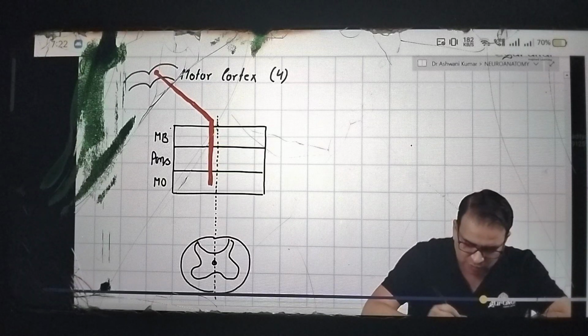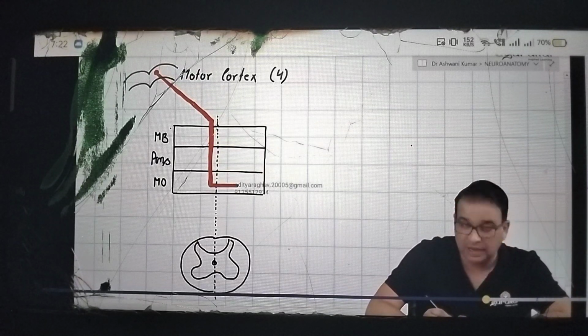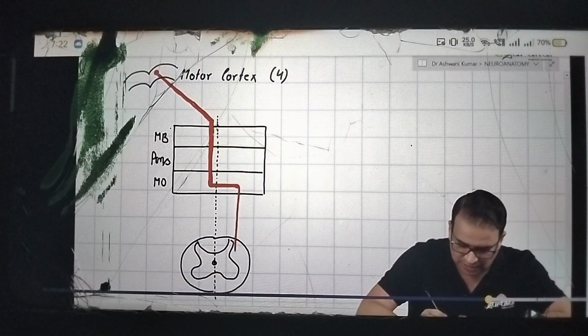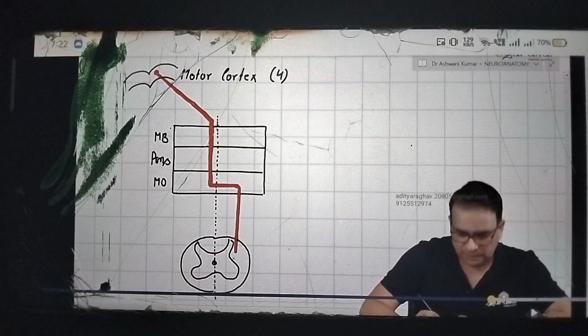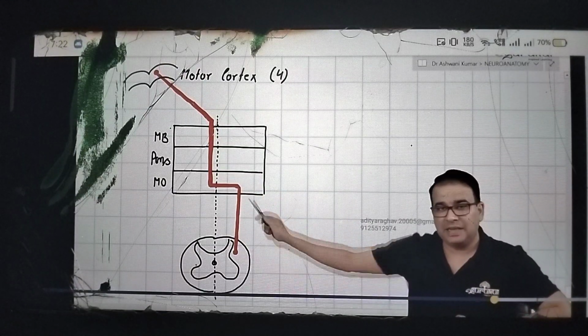But once they reach the lower part of the medulla oblongata, 85 to 90% of fibers will decussate. A huge number will decussate. Once they decussate, they again descend downward and reach the lateral part of the spinal cord. Make sure you draw it on the lateral part of the spinal cord. That's why this tract is called the lateral corticospinal tract, because ultimately it is coming to the lateral side of the spinal cord. That is 85 to 90% of fibers.